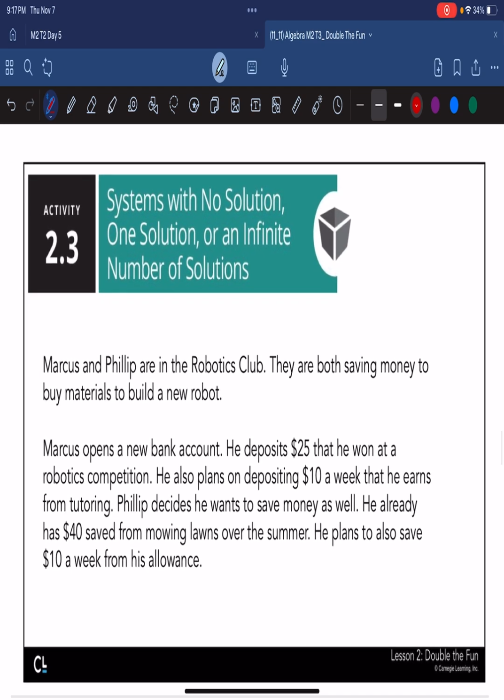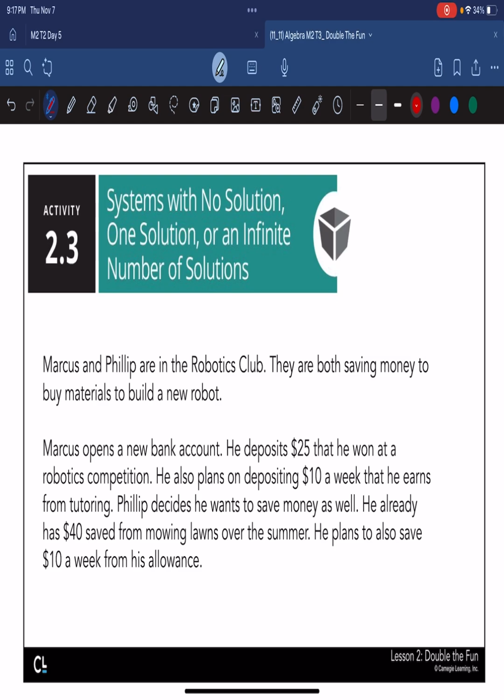All right. On activity 2.3, we're talking about systems with no solution, one solution, or infinite number of solutions. So Marcus and Philip are in the robotics club. They are both saving money to buy materials to build a new robot. Marcus opens a new bank account. He deposits $25 that he won at a robotics competition. He also plans on depositing $10 a week that he earns from tutoring.